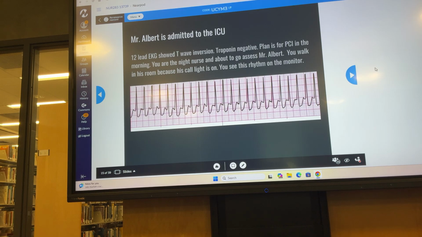So you walk in and the call light's on because he wants some Jello. Mr. Albert's like, yo, I want some orange Jello. And you're looking at him, then looking at the monitor, looking at him, looking at the monitor, and this is what is shown on the monitor.